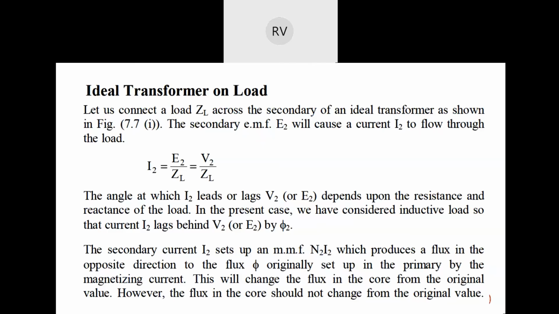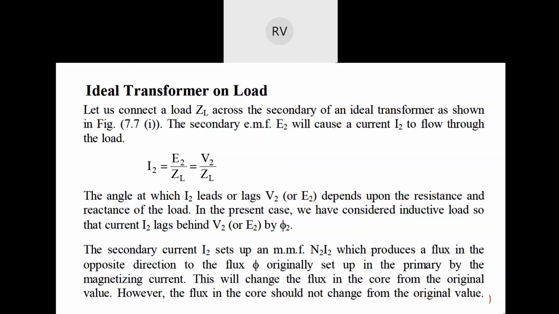So, here we are taking an inductive load. If it is an inductive load, then the current lags behind the voltage by some angle. Because it is not a pure inductive load, you will have some angle phi 2 by which the current lags behind the voltage. The secondary current I2 sets up an MMF, that is magnetomotive force, N2 I2, which produces a flux in the opposite direction to phi, originally set up by the primary by the magnetizing current. This will change the flux in the core from its original value.